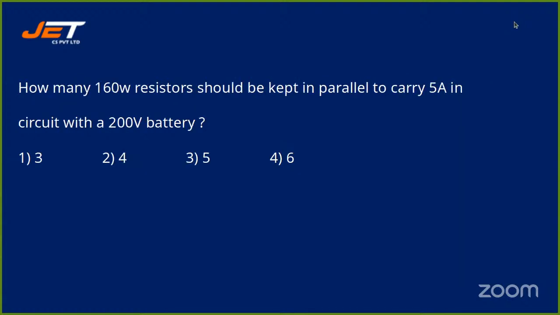Now, how many 160 watt resistors should be kept in parallel to carry 5 amperes in a circuit with 200 volt battery? So you should all be remembering about the equivalent resistance in parallel and equivalent resistance in series. In series, R equivalent will be equal to R1 plus R2 plus R3, and so on. But here we are talking about parallel, right? So it will be 1 by R EQ is equal to 1 by R1 plus 1 by R2 plus 1 by R3 and so on. So we have to find how many resistors are there. So let's say N is the number of resistors.